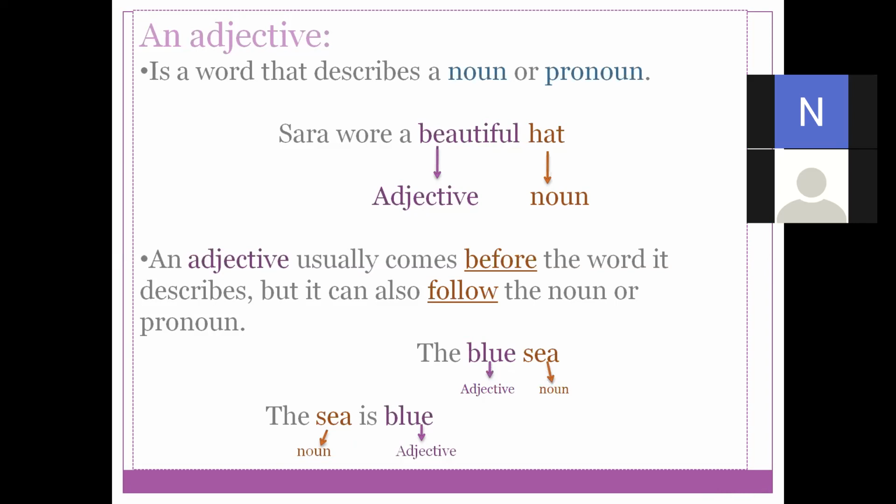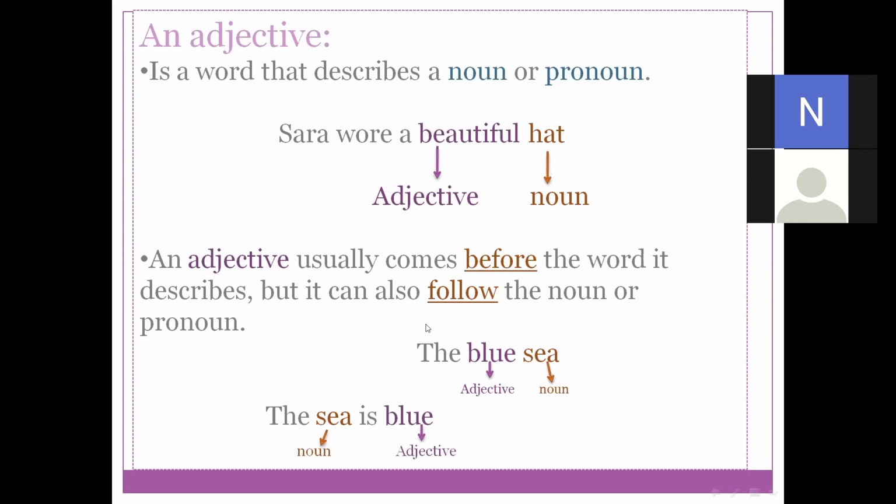Let's see another example with the adjective following the noun. The sea is blue. We are describing here the sea. Sea is the noun. How do I describe the sea? The sea is blue. Here, blue came after the noun, following the noun, and there the adjective came before the noun.